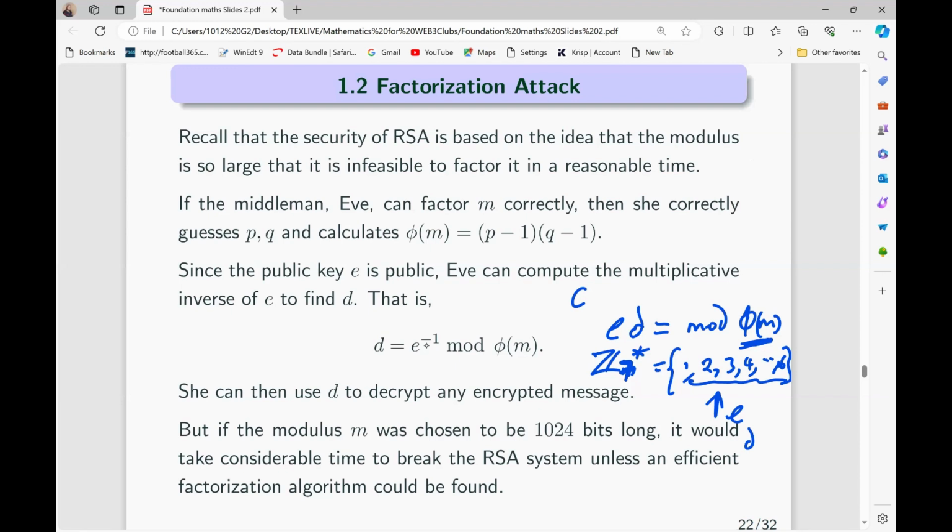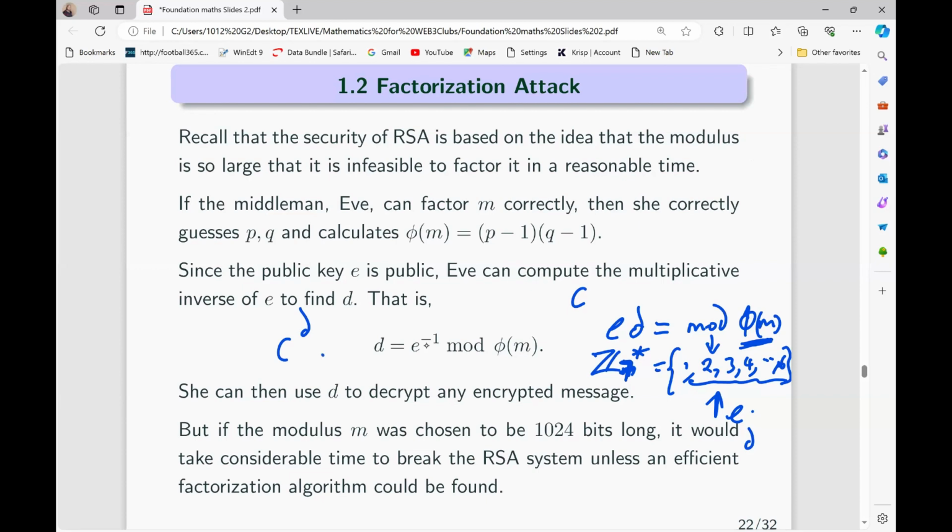If M is 7, I'm trying all these elements to find the inverse of E. D was, you see, once I get the ciphertext, I want the ciphertext raised to D. So I try my ciphertext raised to 2, for example, then try to read it and see whether it makes meaning. If it doesn't make meaning, I leave it.